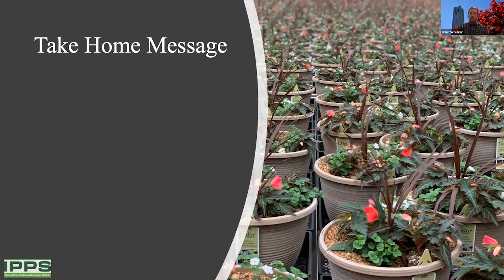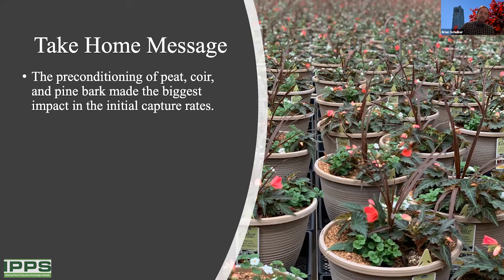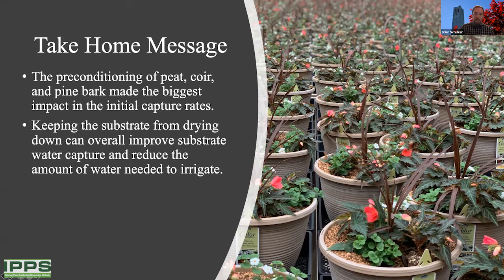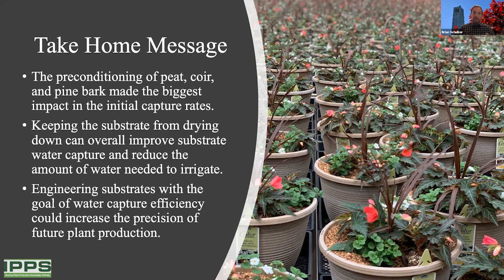So wrapping everything up here, the preconditioning of peat, coir, and pine bark, so the initial moisture contents of 33, 50, and 67, made the biggest impact on these initial capture rates. Keeping the substrate from drying down can overall improve substrate water capture and then reduce the amount of water needed to irrigate. And then in the future, engineering substrates with the goal of water capture efficiency could increase the precision of future plant production.